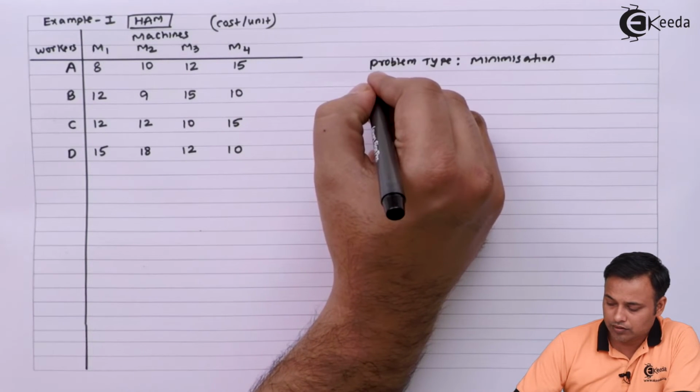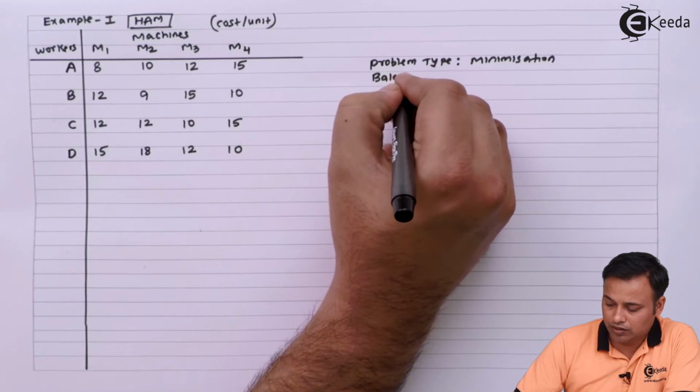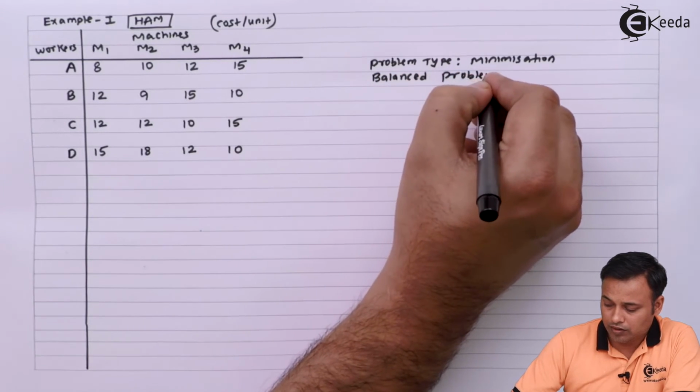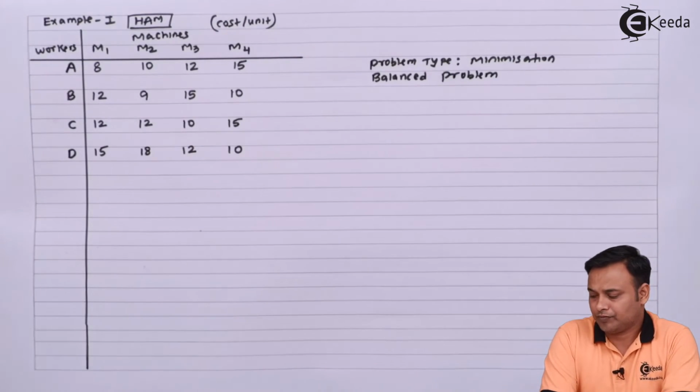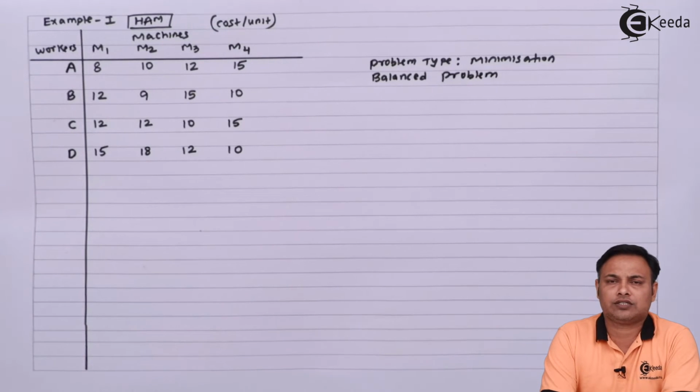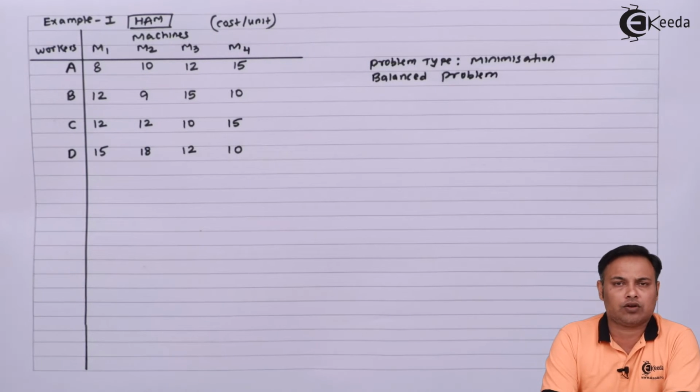And it is a balanced problem. Once these 2 conditions are ascertained or satisfied, then I will actually start with the row minima and the column minima.